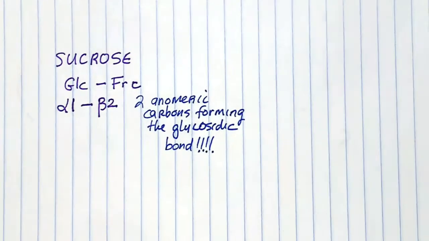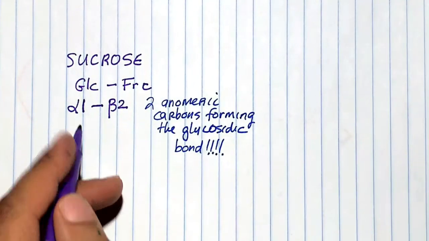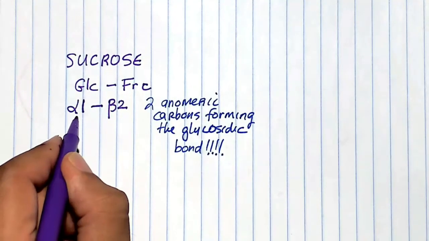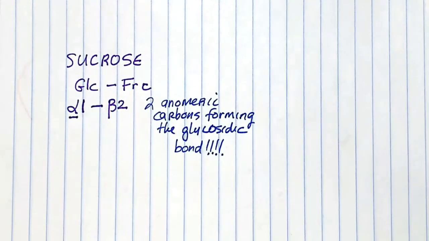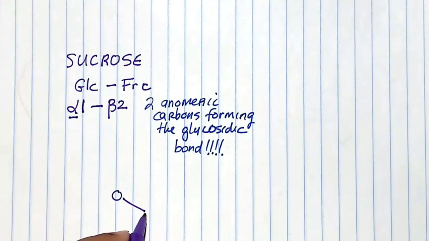Okay, that's not what you saw in lactose. So let's draw the structure of sucrose. First we'll draw glucose. What form of glucose is it? The alpha form. The alpha form means that the OH is below the plane of the ring.